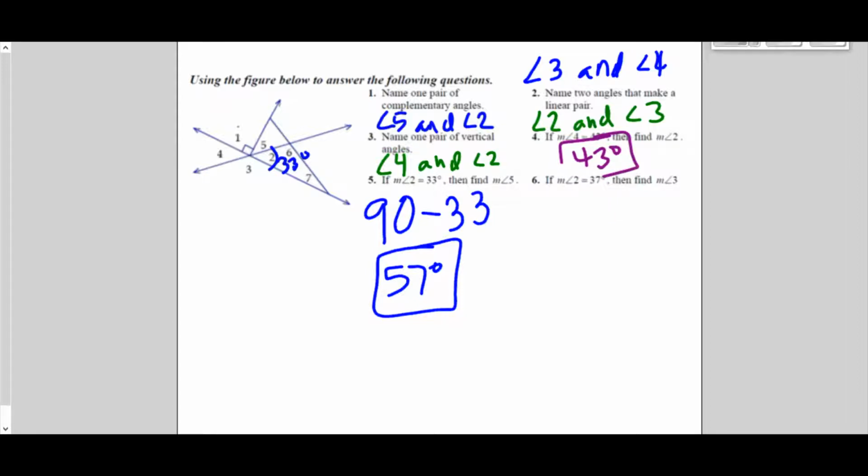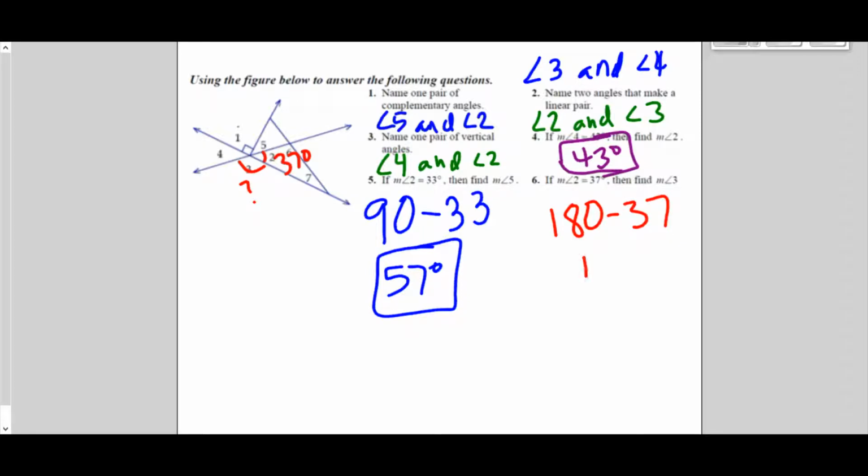And then the last one. If the measure of angle 2 is 37 degrees, find the measure of angle 3. Again, I'm going to erase so we can work with this one. How are the measures of 2 and 3 related? We said that those were a linear pair, so they have to add up to 180. Here, 2 is 37 degrees, and then here's angle 3. We don't know that, but we know that those must add up to 180. So what we could do is take 180 and subtract off 37.